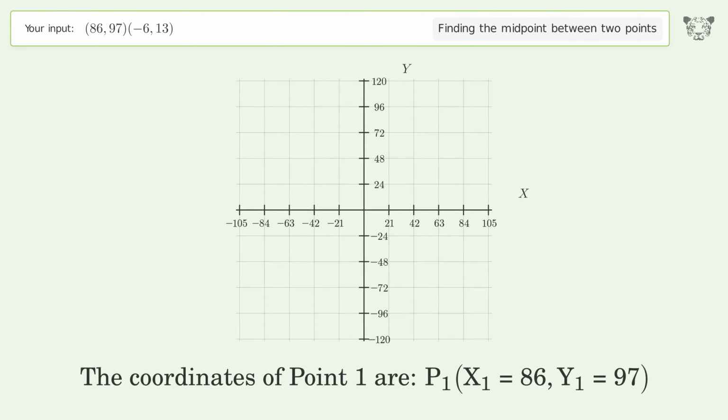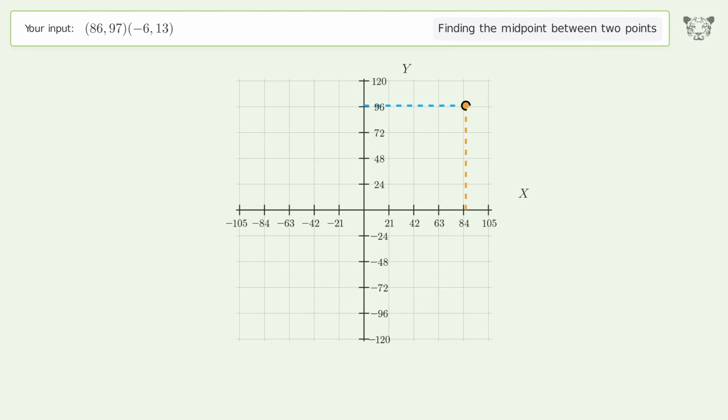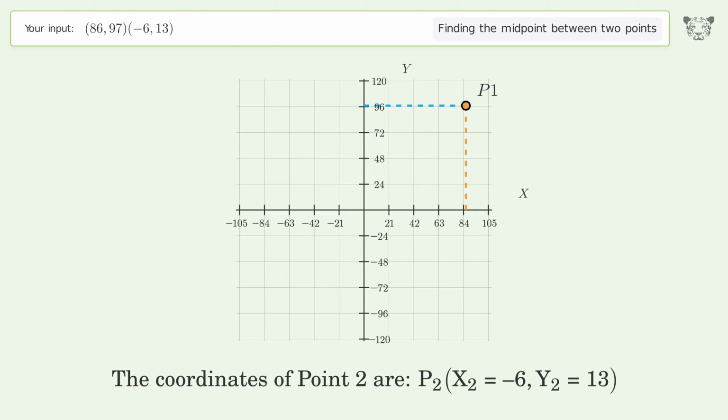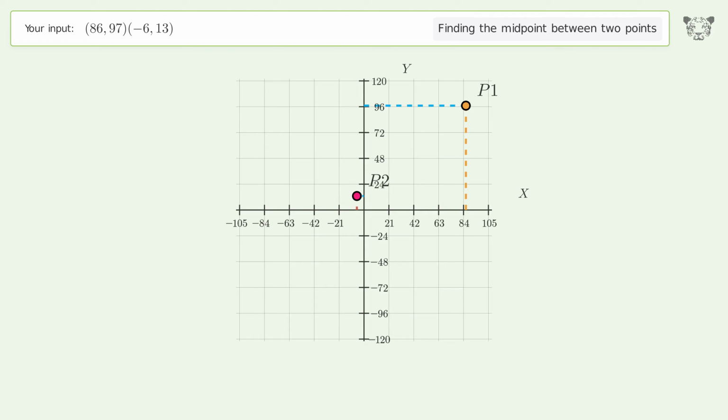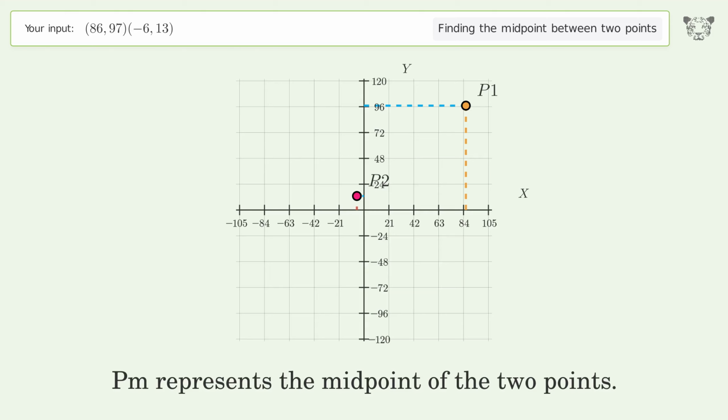The coordinates of point 1 are, x1 equals 86, y1 equals 97. The coordinates of point 2 are, x2 equals -6, y2 equals 13. PM represents the midpoint of the 2 points.